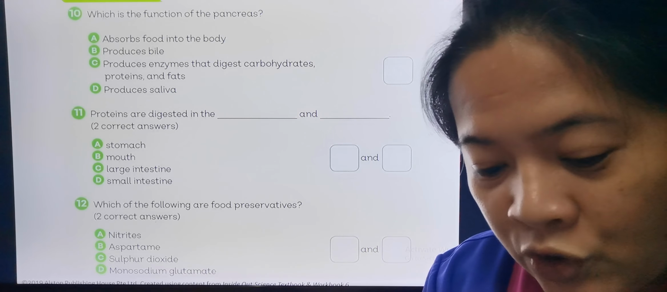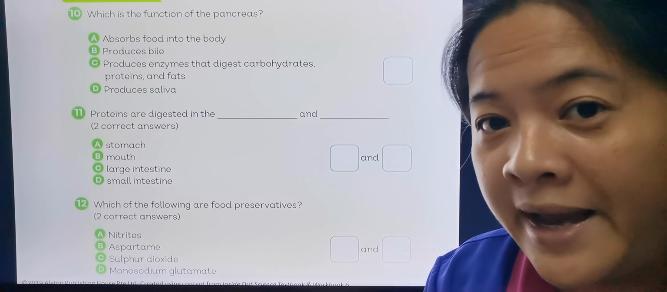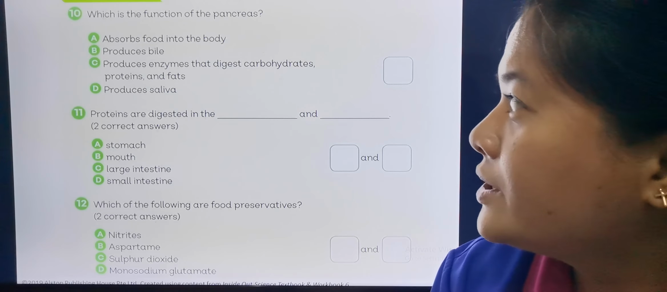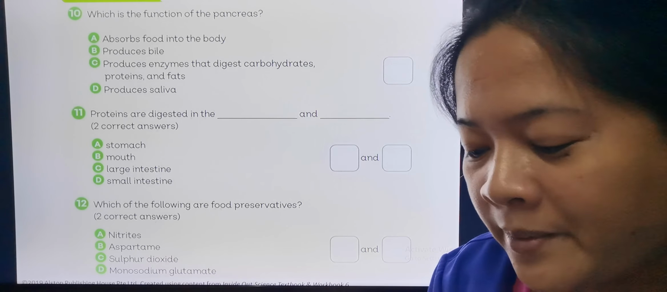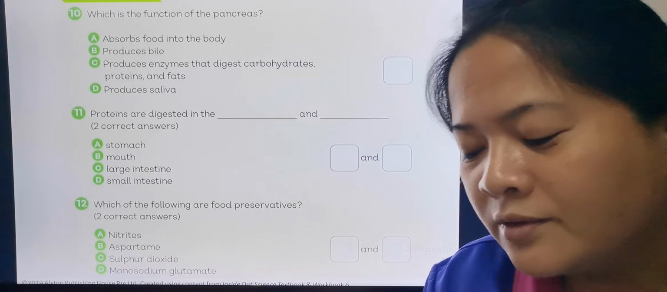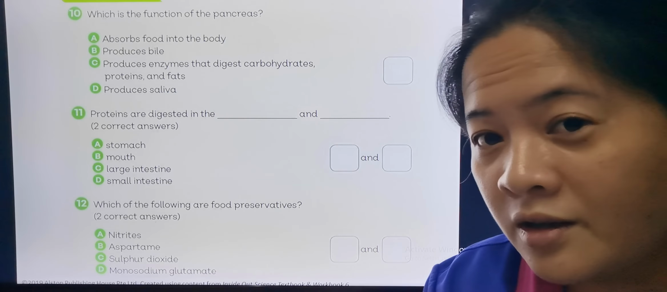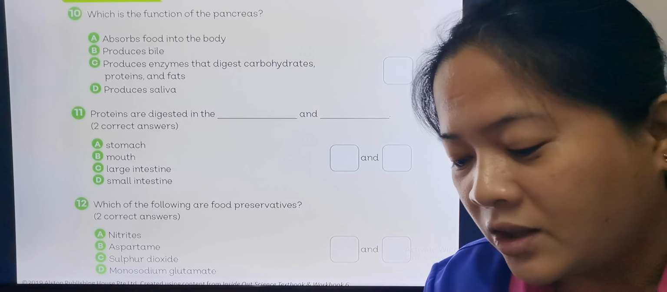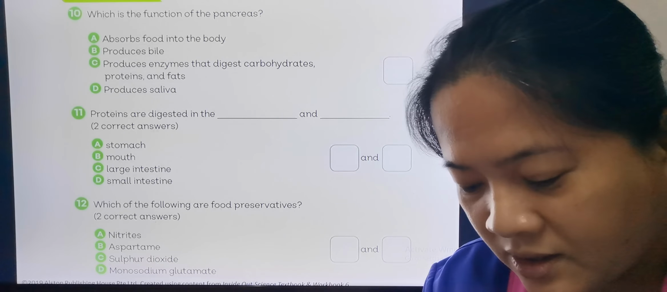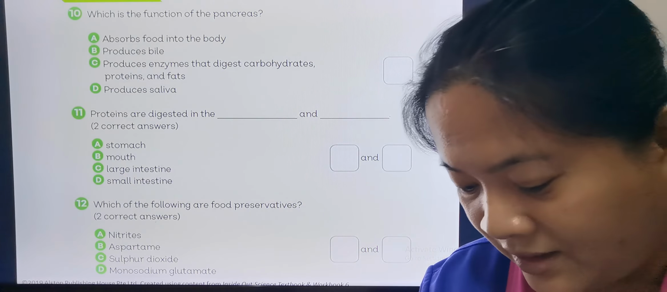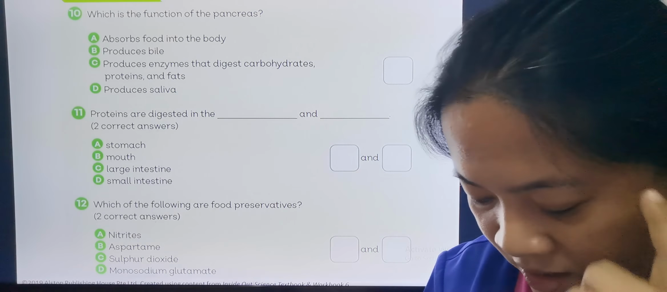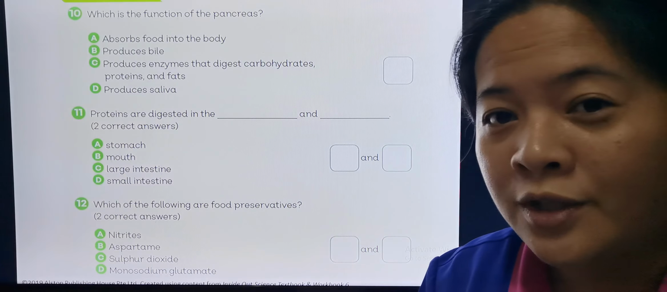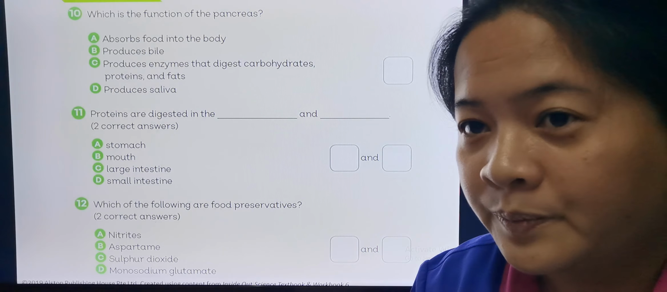Number 10, which is the function of the pancreas? You go to your student book, you will see the function of the pancreas. What does it do? It's on page 19. Go to page 19 in your student book and you can find the answer.